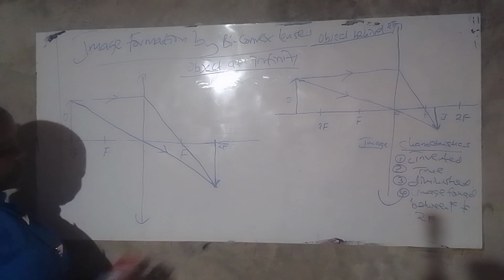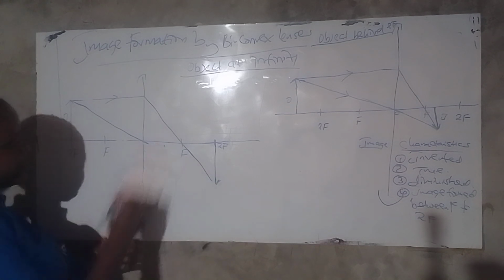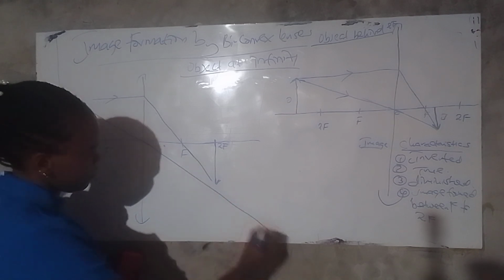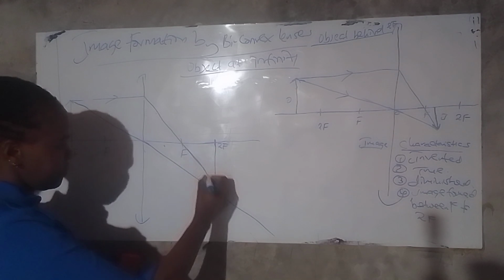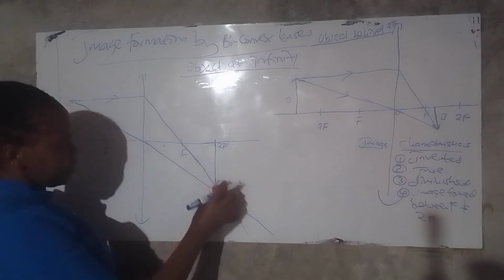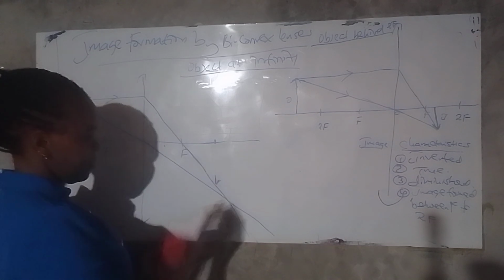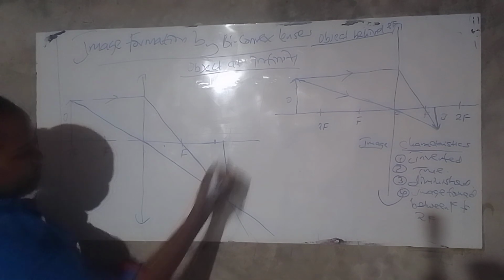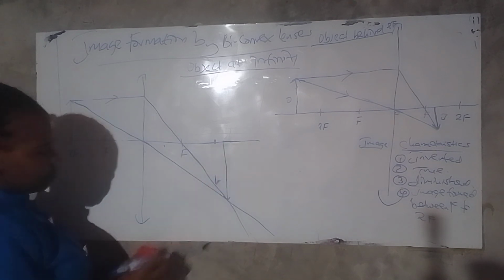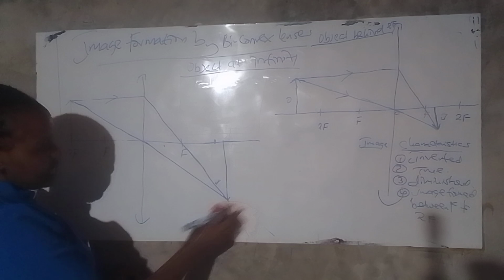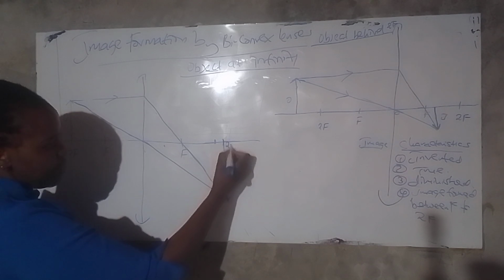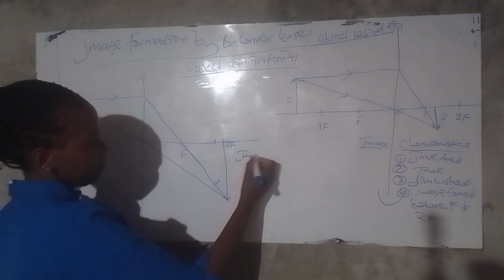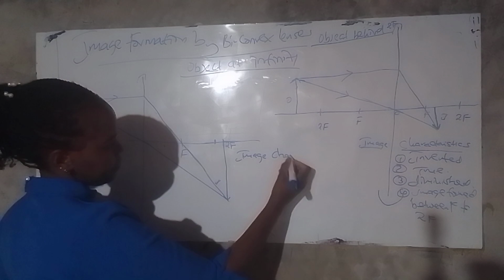So if you look at that, it's not very straight. I'm not able to draw very well to scale. I don't have a ruler, I have not measured. So that point there should be at least our 2F. Okay. Now characteristics. So image characteristics.